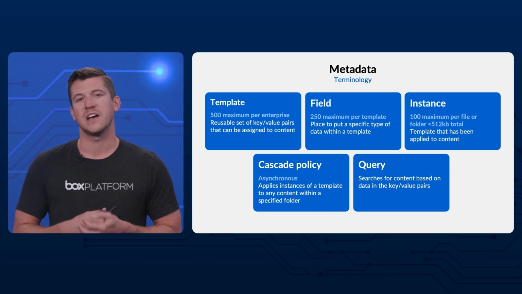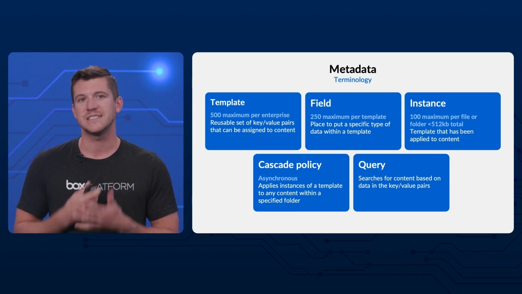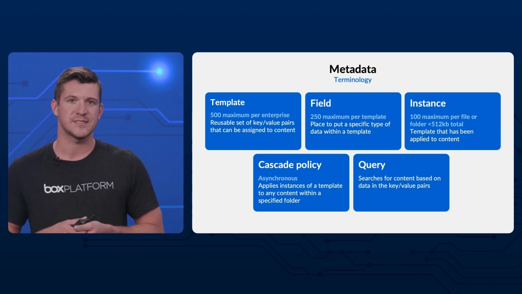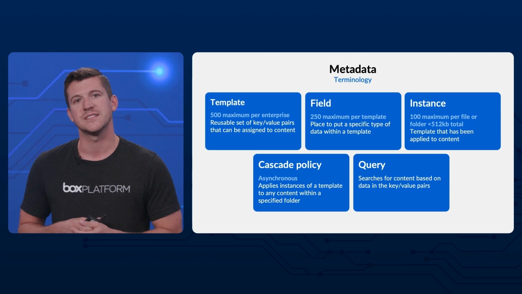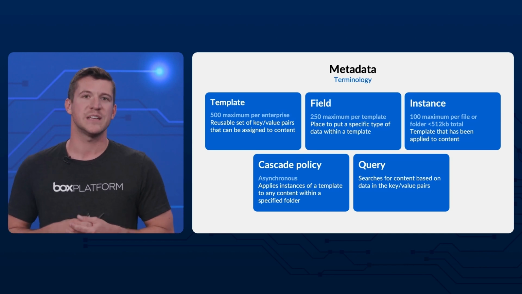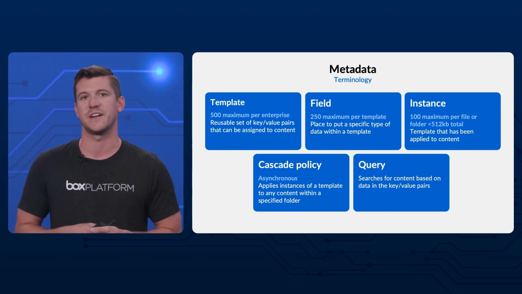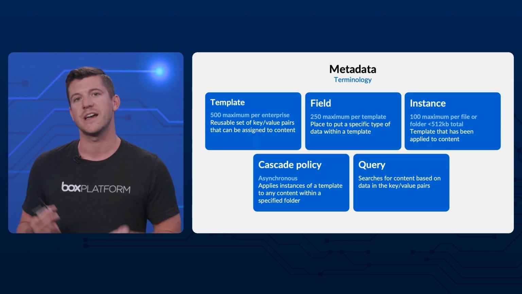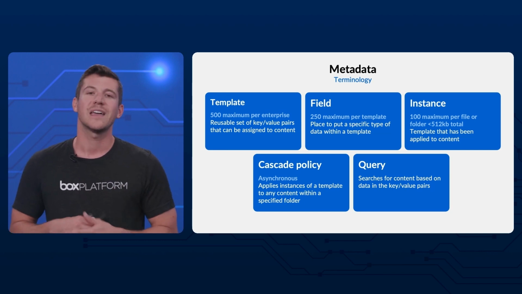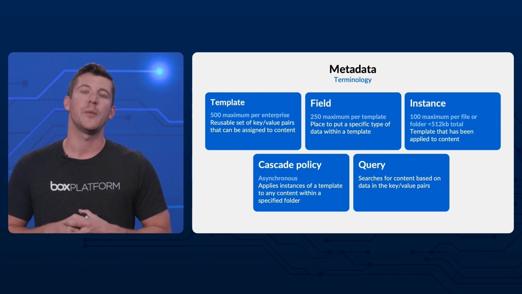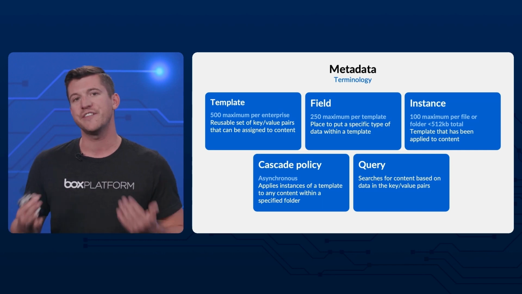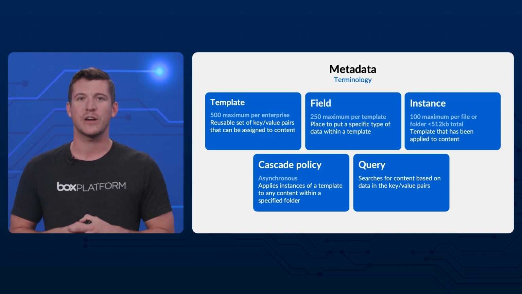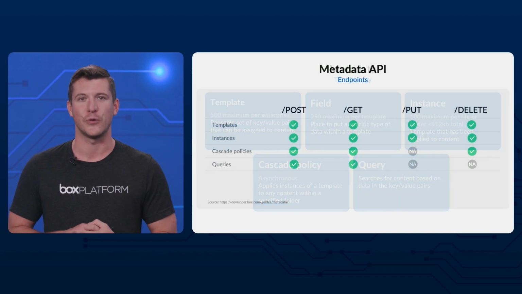There are several parts of our metadata service. The first part is a template. You can have 500 in an enterprise. These make up the key value pairs. Then we have fields. These are the key value pairs on a template, and you can have 250 on a specified template. An instance is when you apply metadata specifically on a file or folder. Cascade policies are when you apply a metadata template to every file in a specified folder. And querying, I've already mentioned. You can query based on metadata that is on a file or folder.